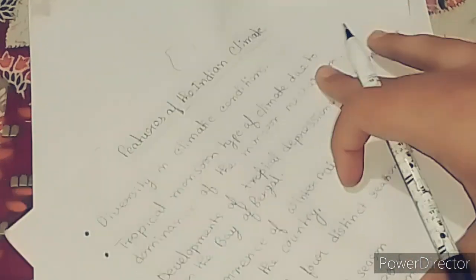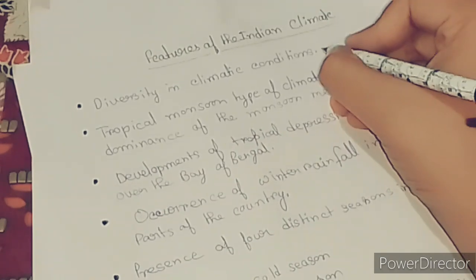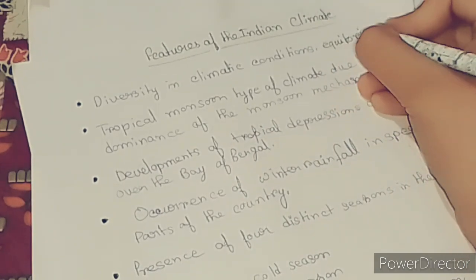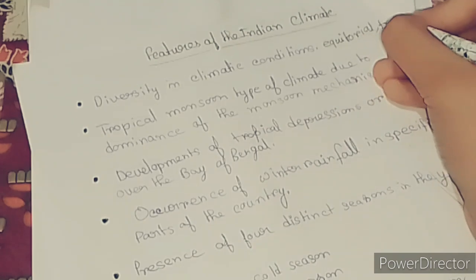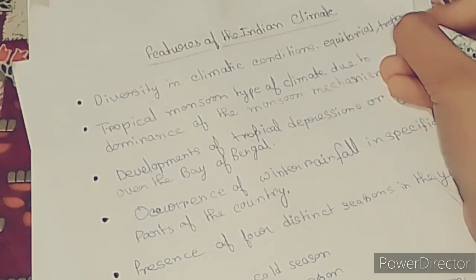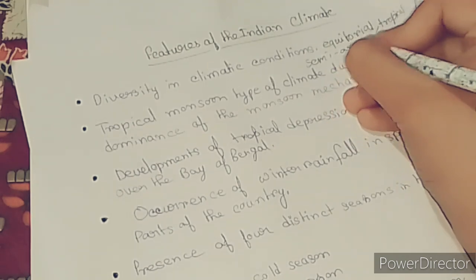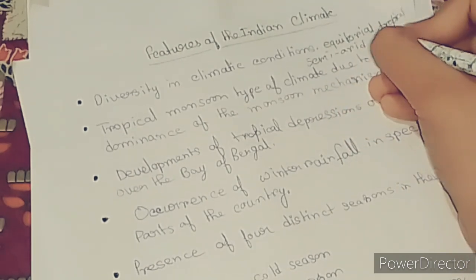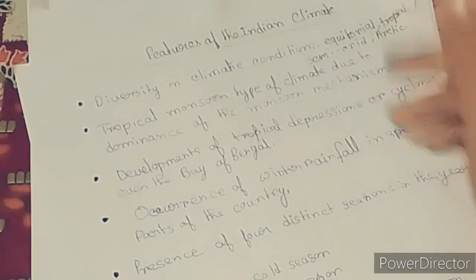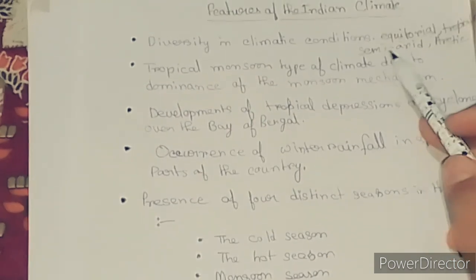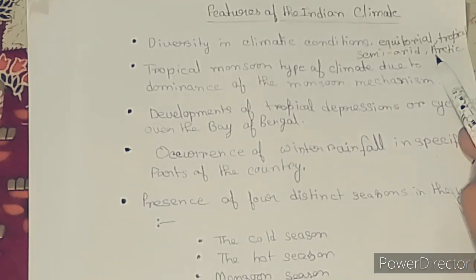So what are the four types of climate that India has? It is also very much important. You should learn this. Equatorial, tropical, semi-arid, and Arctic. These are the four types of climate that India has. And this Arctic climate is also known as temperate climate.